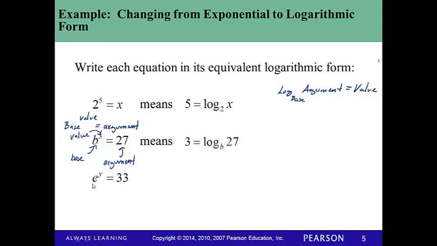And then one more, e to the y power equals 33. Well, e stands for Euler's number, so you think of it as an e, it's an actual value. So this time e is going to be the base, y is the value, and 33 is the argument, which means your equivalent log form should be log base e of 33 equals y.